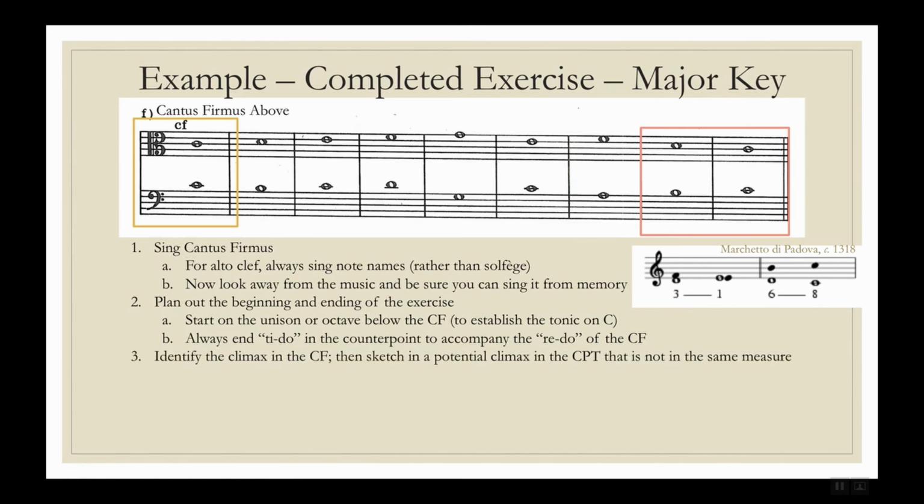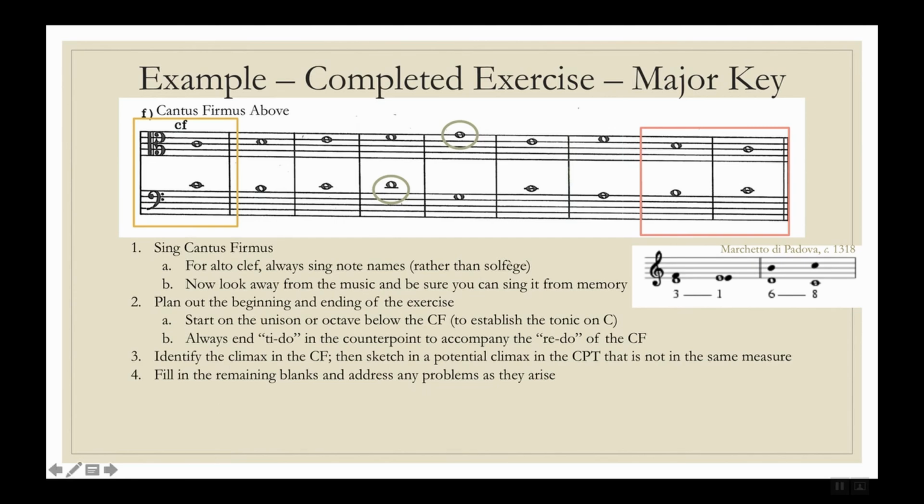Identify the climax in the Cantus Firmus. It's this G. Then sketch in the potential climax in the counterpoint. So here, this is where the authors decided to put the climax. It's not a very climactic pitch. It's just one note above the tonic, but all the other notes are lower than it, so it is technically the climax. And note that it's not in the same exact measure. It's just one measure before.